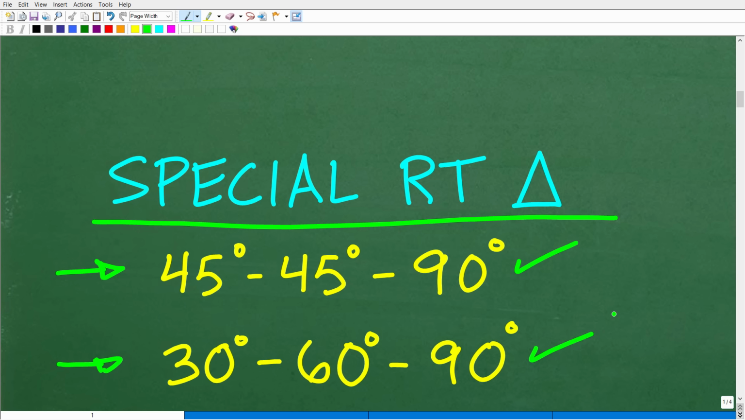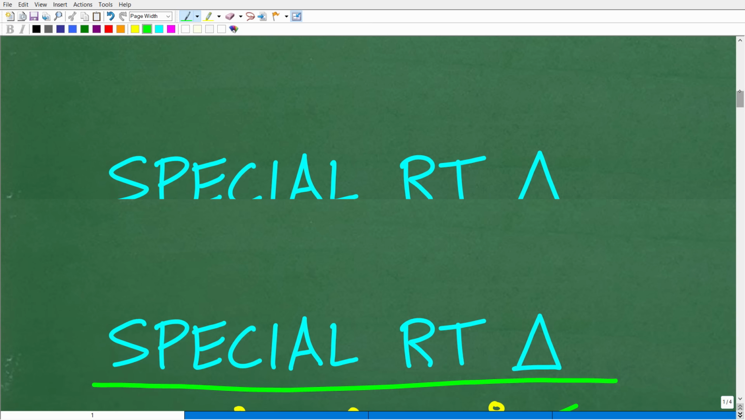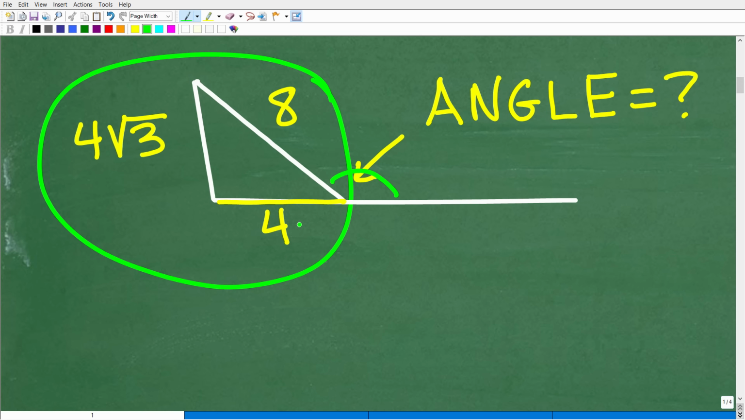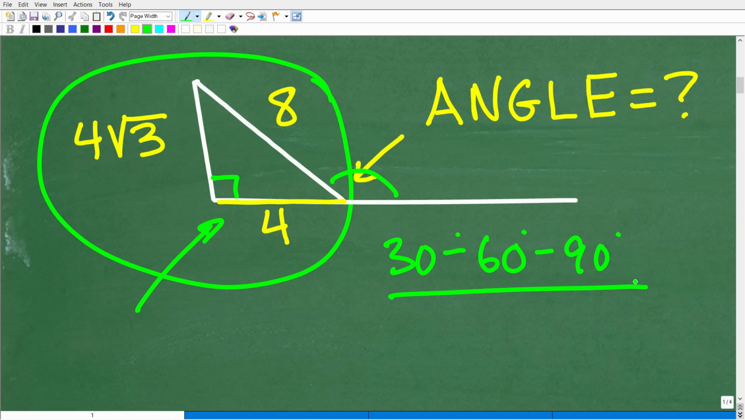But if you are really, really good at recognizing special right triangles, you'll see that this triangle right here actually is a 30, 60, 90 special right triangle. In other words, this figure right here is 90 degrees, but we have to validate that. And if you don't know why this is a 30, 60, 90 degree right triangle, that's not going to help you out, right? Because you got to be able to recognize these types of triangles.